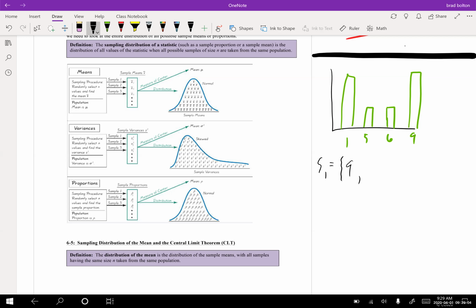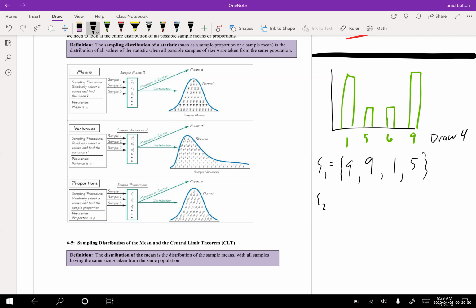And I'm going to do 4 draws. I'm going to draw 4 things, I'm going to draw 4 samples, okay? On the next one, maybe I get a 9 again. And then on the next one, maybe I get a 1. And on the next one, maybe I get a 5. And this is all just me making it up, okay?